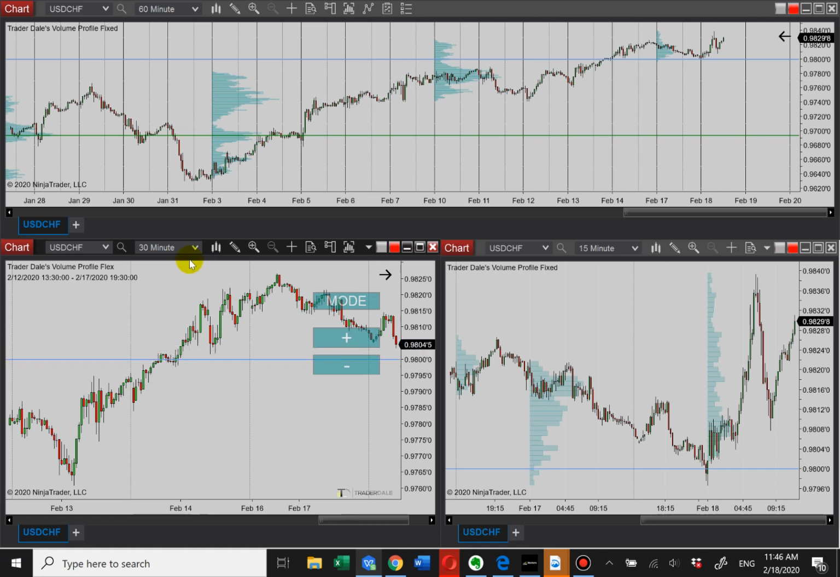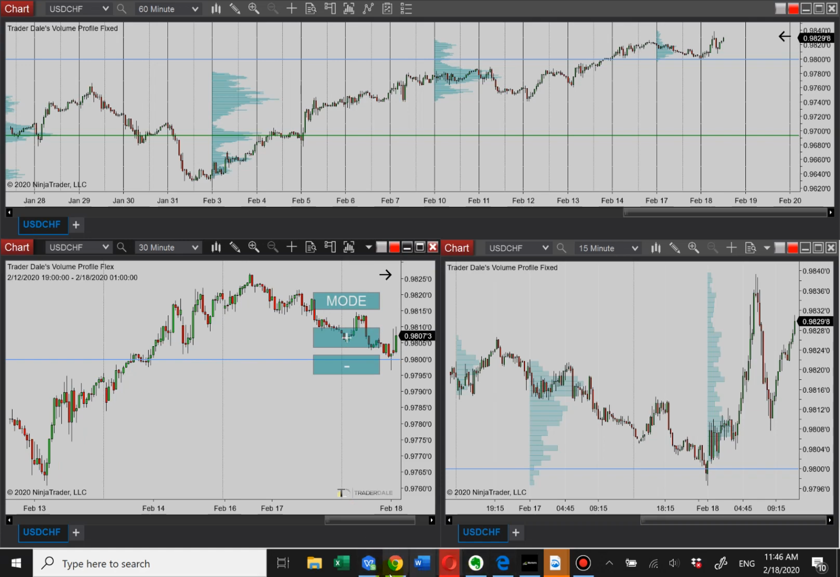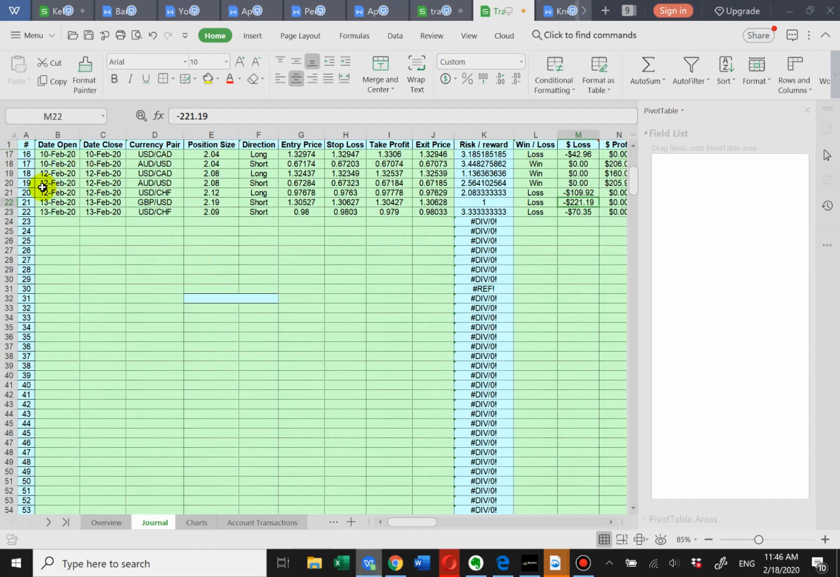There was a confirmation candle right here, so I placed my stop loss 1 pip away from the high, and I got out a little early with a loss, but not a full loss. So I feel as though the 30-minute time frame for stop loss is really effective, and I will try to implement it into my trading. So this is pretty much it. This is the review for this week.